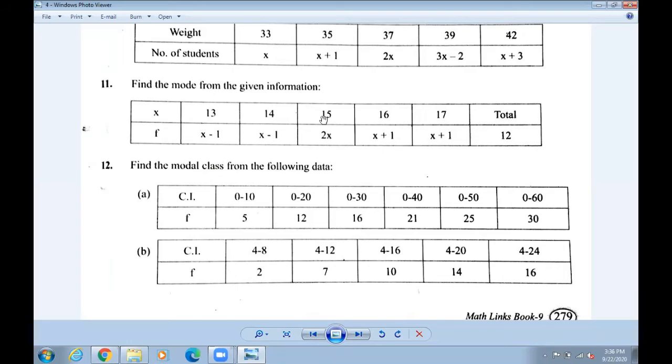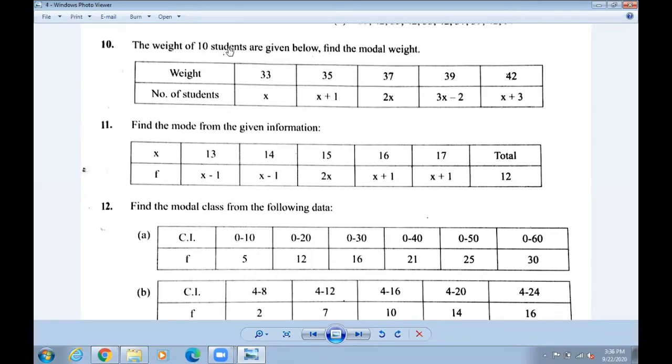So here what was there? The weight of 10 students, isn't it? That means what you have done? By adding all this, it was equal to 10. In a similar way, by adding all these, x minus 1, x minus 1, 2x, x plus 1, x plus 1, the total is how much? Total is 12. Is it okay or not?